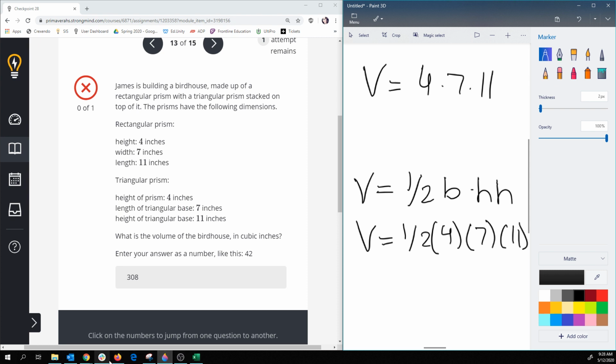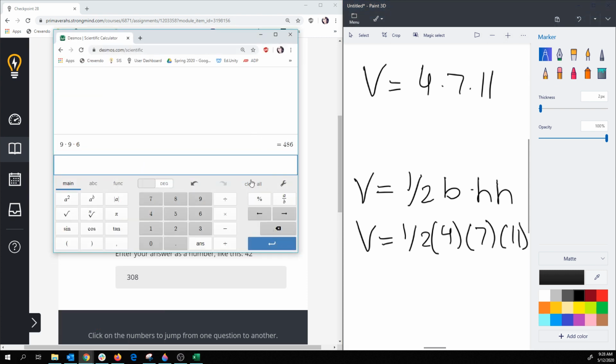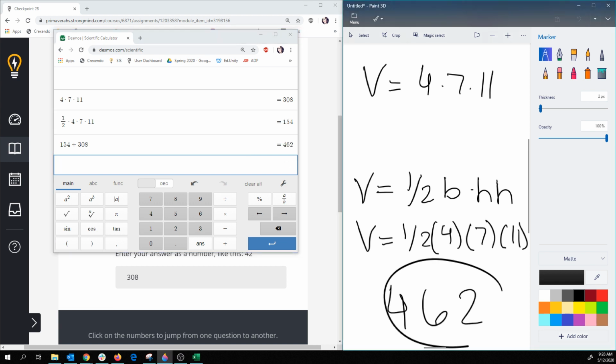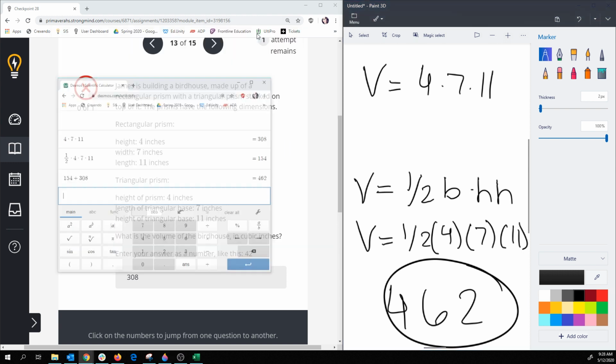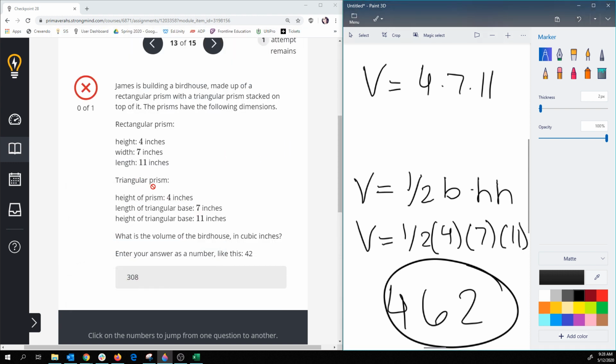So let's type both of those into our calculator and then add them together. So I get 462. So it looks like you were very close here. You just forgot to find the volume of that triangular prism and then add them together. So 462.